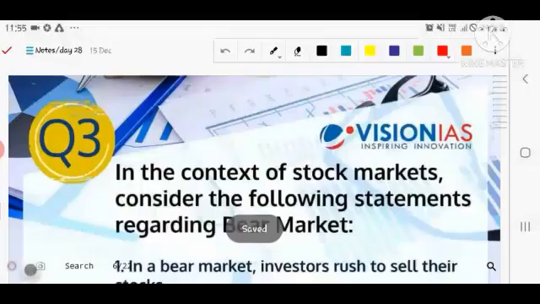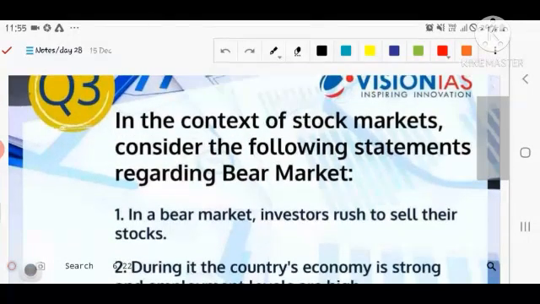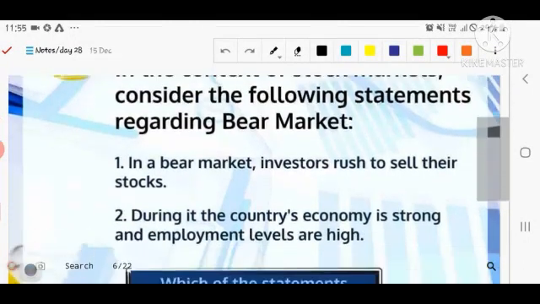Let's discuss the next question. Next question is from the point of view of the economy. Number 3, in the context of the stock market, you have to consider the following statements regarding the bear market. What do you mean by bear market? Bull and bear market are related to the stock market, and this question is about the bear market. Basically the question is like that.